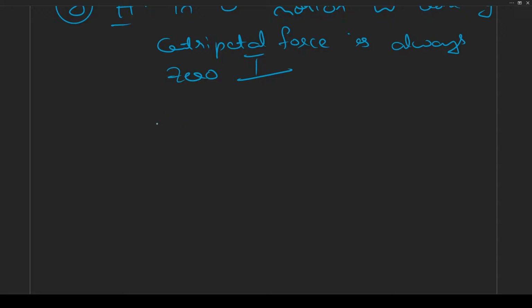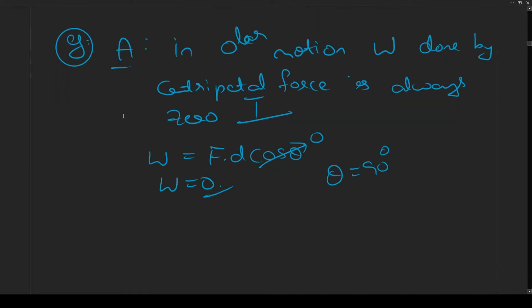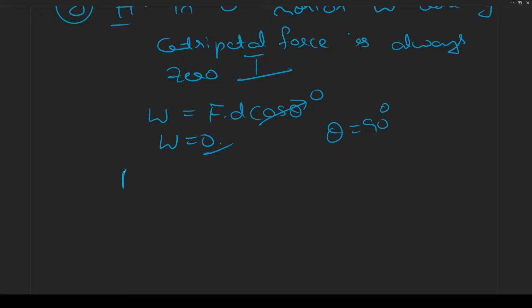True, because work done is equal to F dot d or F d cos theta. In centripetal force, theta is basically 90 degrees, the angle between displacement and centripetal force is 90 degrees, cos 90 is 0. So work done is equal to 0. Statement 1, the assertion, is correct. Reason: centripetal force is always perpendicular to instantaneous displacement. That is what I said here. So the reason is also correct, with correct explanation.